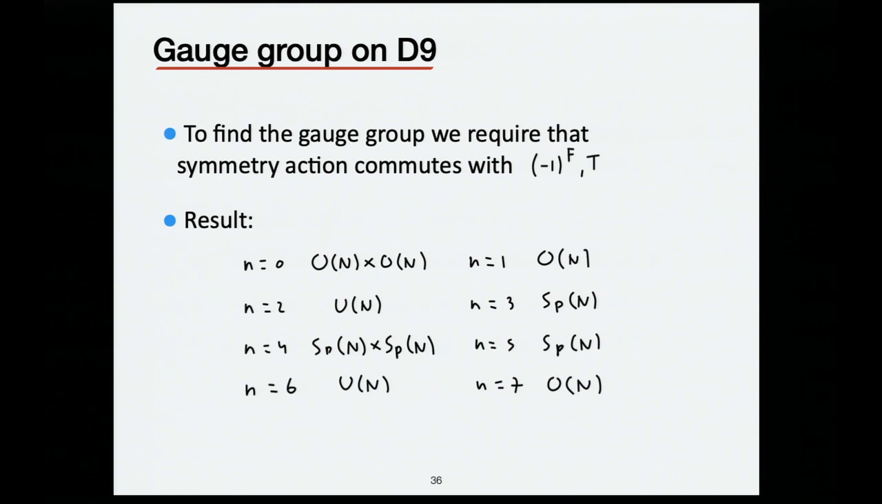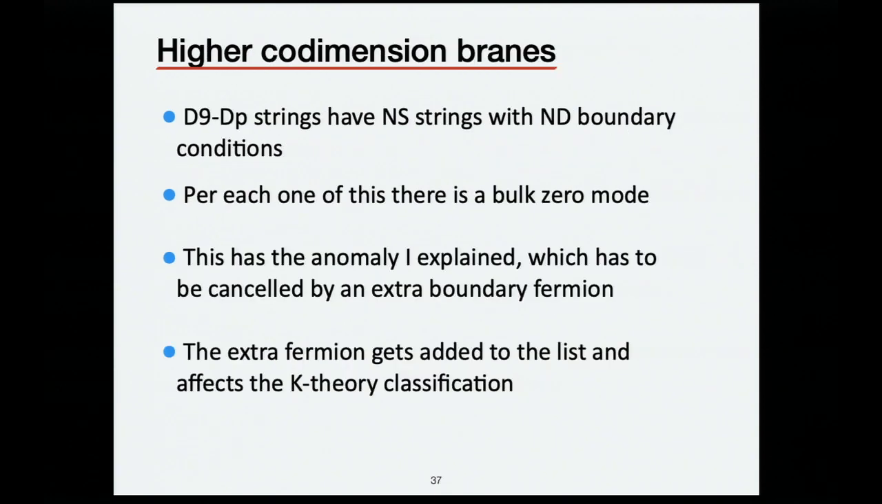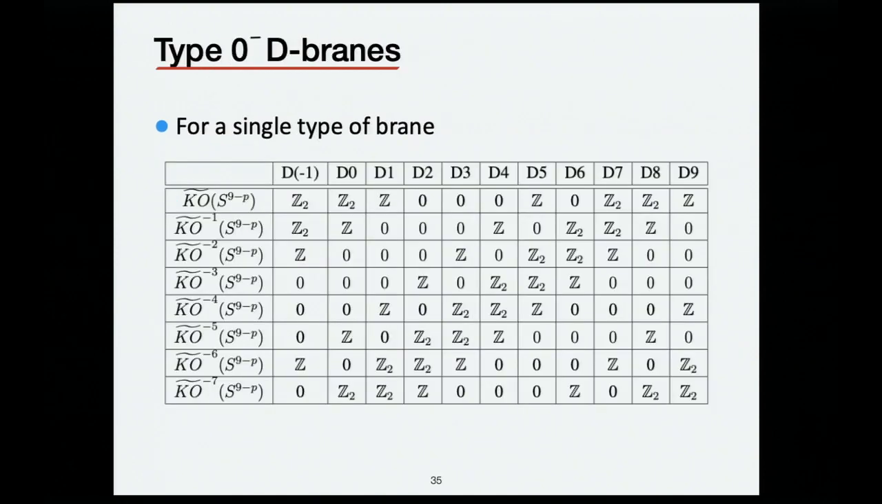It turns out that there's another thing that has the same anomaly. So when we have these D9 Dp strings, we have narrow short strings which have non-modular shear boundary conditions. And then if you look at if there's some zero mode that also is a Majorana fermion that has the same anomaly, we need to add an extra fermion to the boundary as we increase the dimension, to cancel that extra anomaly. So these fermions just get added to the list of fermions, and we just need to count how many fermions you have overall. And this explains basically why, as we go down this list, it's the same thing as going up. So reducing the dimension is the same as changing the theory.